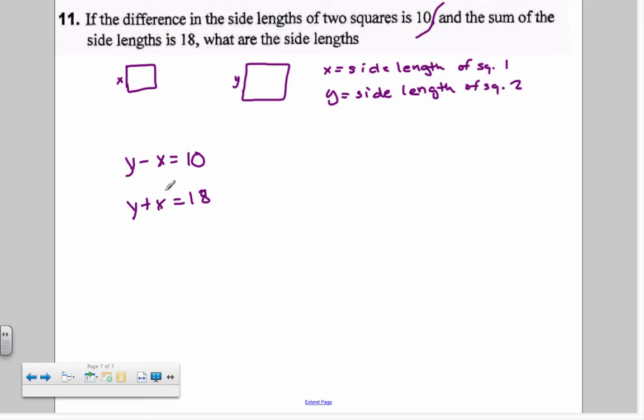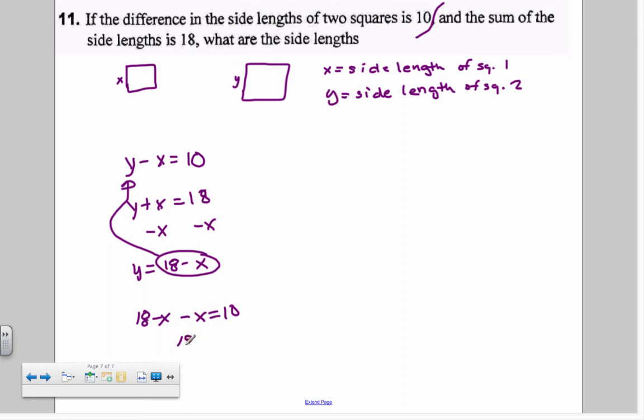Okay, so now let's go ahead and solve this using substitution. I'm going to solve the second equation that I wrote for y. So I'm going to subtract x from both sides here, and I should get y equals 18 minus x. So now that I've got this solved, I can take this 18 minus x and plug it back into the y of the first equation. So I'll have 18 minus x minus x equals 10. And if I solve here, I'll get 18 minus 2x equals 10.